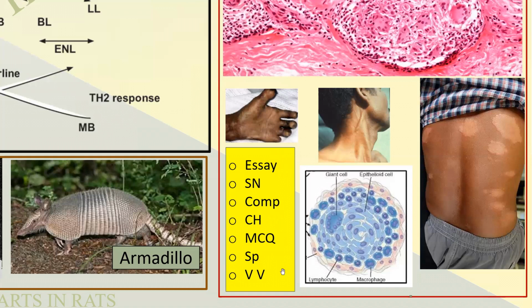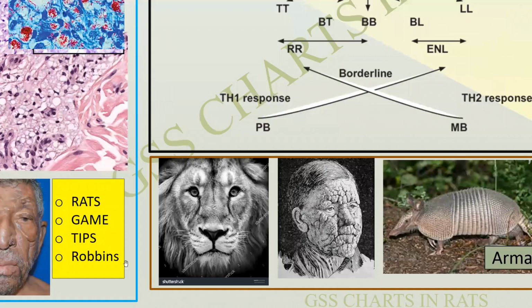This itself can be a question in the form of an essay, a short note, a chart, a multiple choice question, a specimen, or a slide that can be kept for viva voce, which is extremely important. The sources for this will be RATS, Game, Tips, and Robbins. I have given complete notes of it in my book, The Tips. And the lecture on leprosy is available in RATS. See you again in the next class.